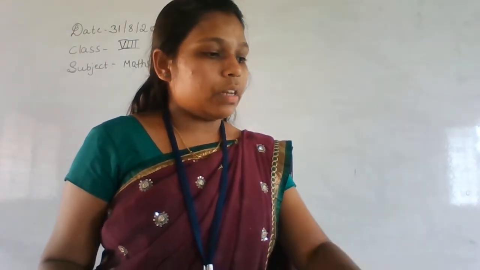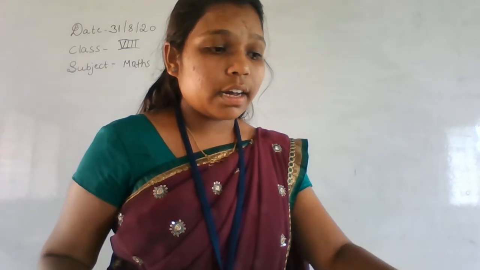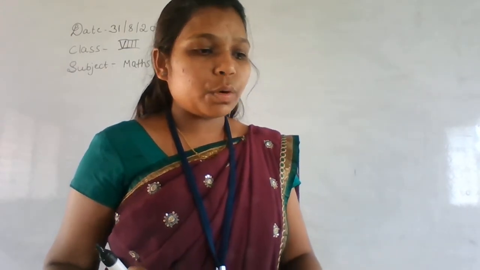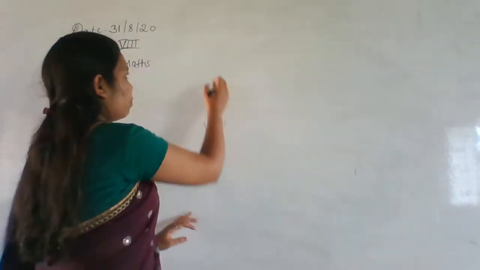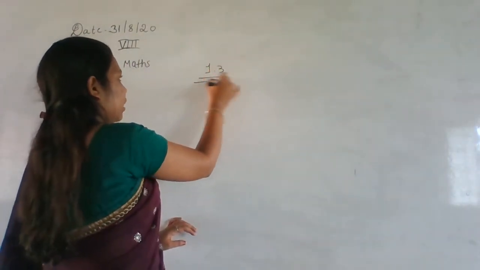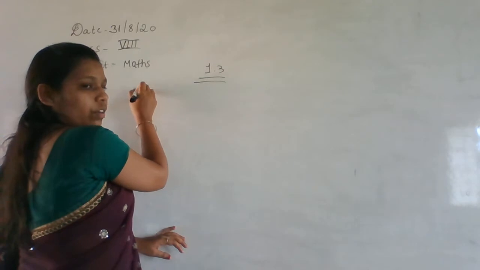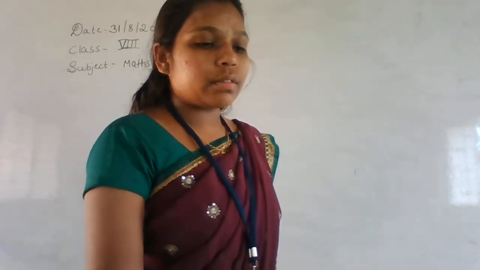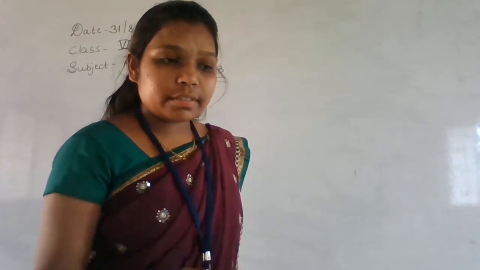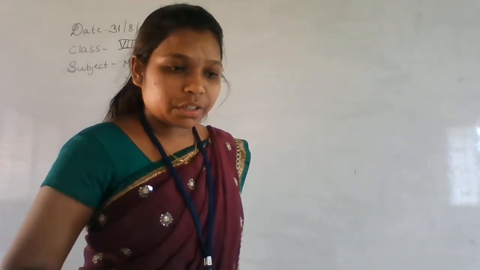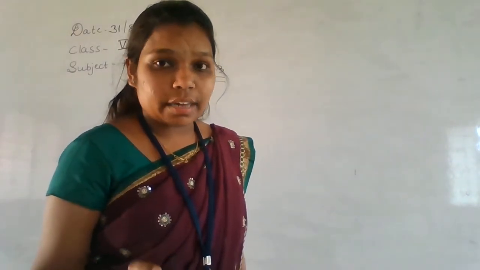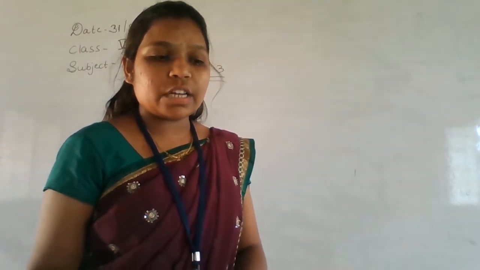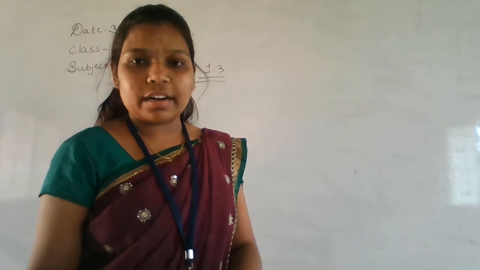Okay, so we'll start today with practice exercise 1.3. What is the first question? Represent the following rational numbers on the number line. You have to represent the following rational numbers on the number line.